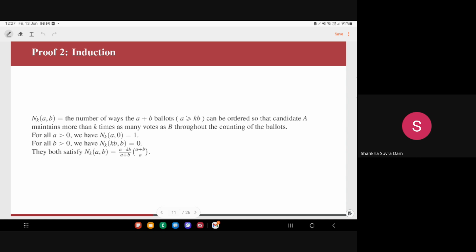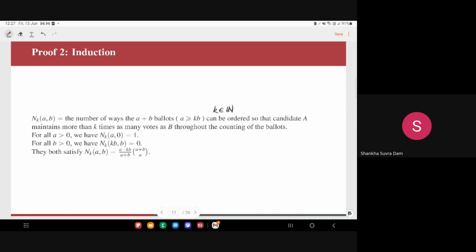Now for a greater than 0, we have N_k(a, 0) is equal to 1 because there are just votes for A and 0 for B. So whatever value k is in the positive integers, there's only one arrangement because all the objects are of the same type. For b greater than 0, we have N_k(kb, b) is equal to 0.